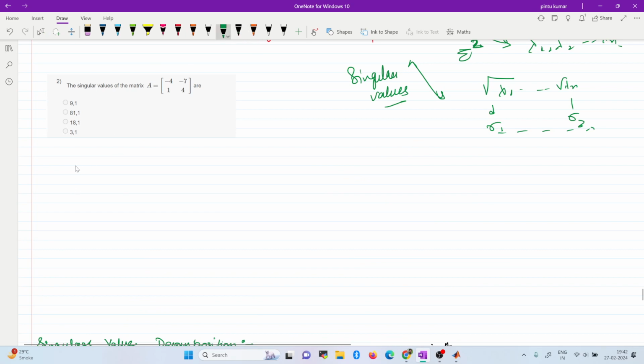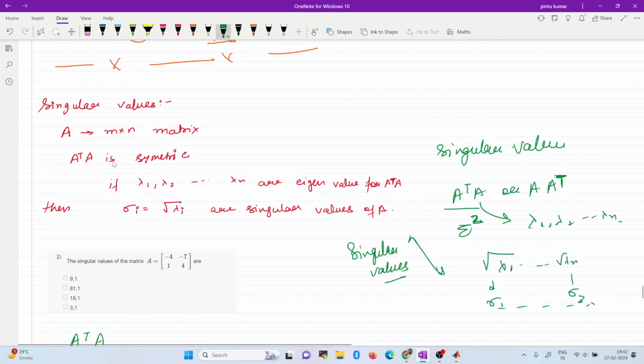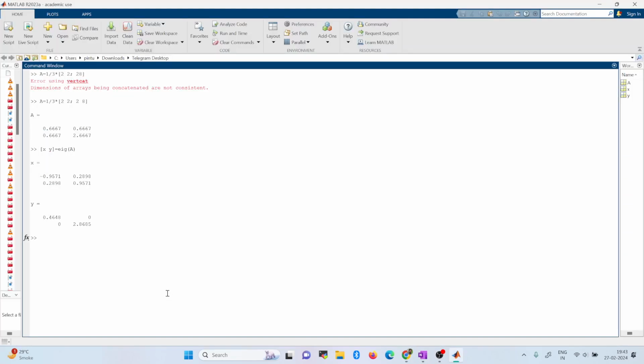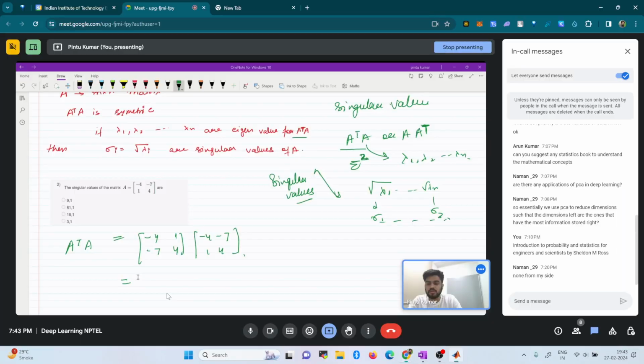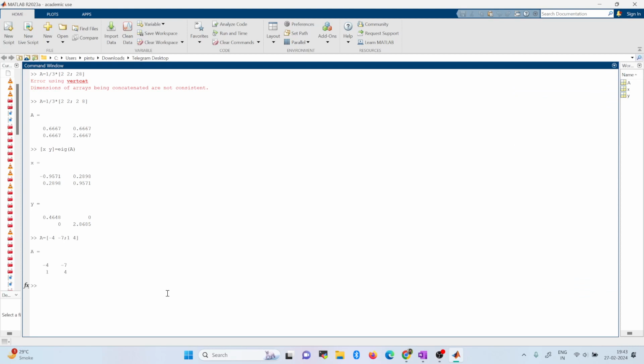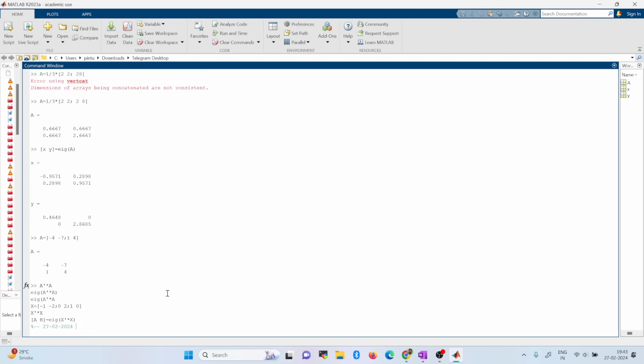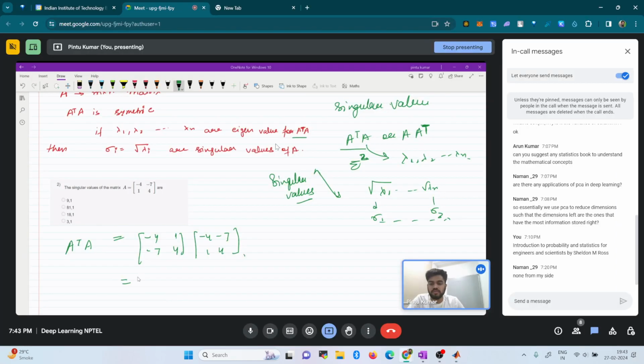We want to find the singular values for this particular matrix. The first step is to find A transpose A, which is what is written over here. What is my A transpose A? This is -4, -7, and this is 1, 4. Can somebody tell me what A transpose A is? I'll use MATLAB to find it, since I'm not doing the calculation by hand because of time. This is A transpose into A, and it is 17, 32, 32, 65.